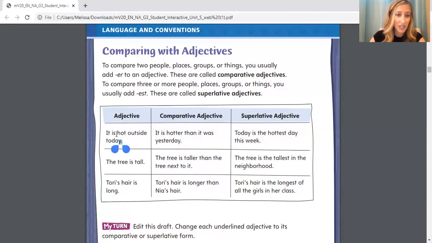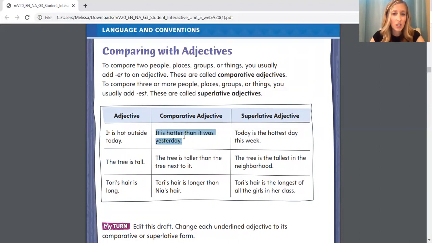So, the adjective, it says, it is hot outside today. What's the describing word in that sentence? Outside is the noun, it's the thing, it's the place. Hot is describing it. So how can I turn hot into a comparative adjective where I am comparing only two things? Let's read. It says, it is hotter than it was yesterday. I've changed hot to hotter. I'm comparing today and yesterday, two things.